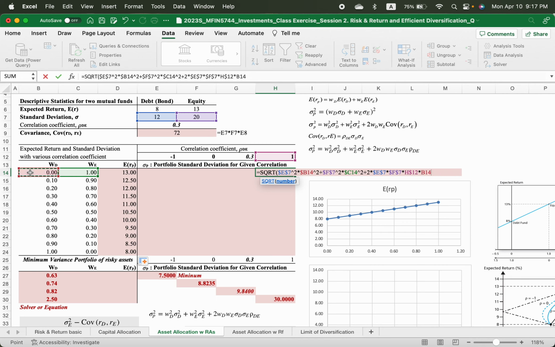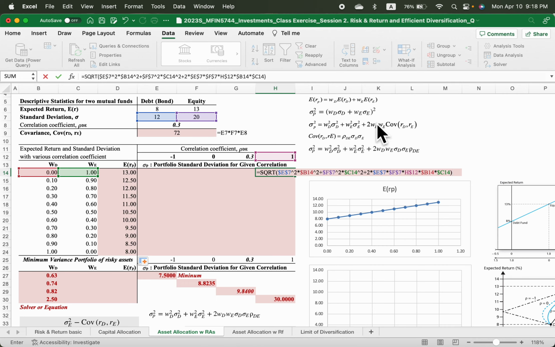We must fix the B column times the C column, which is the weight of the equity. And then let's close. So we use this equation.